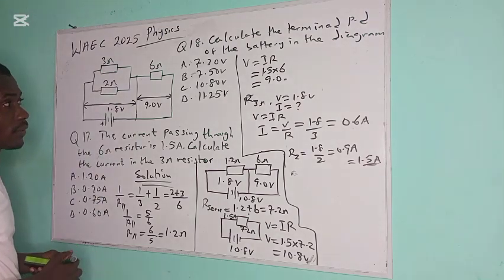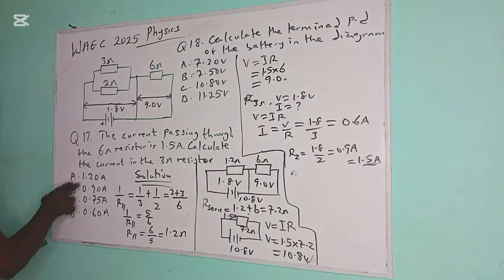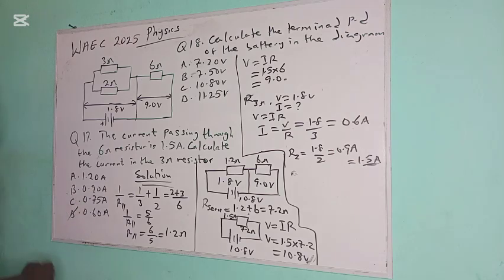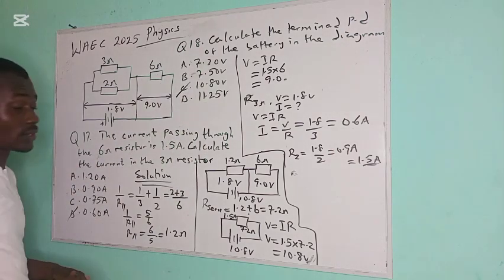I think from here, that answers the questions. Question 17 is 0.6, that is D, while question 18 is C.